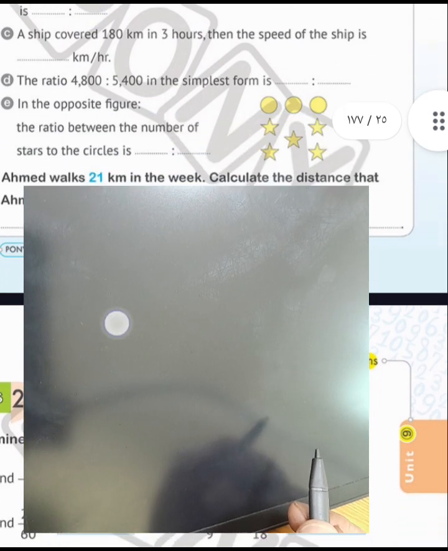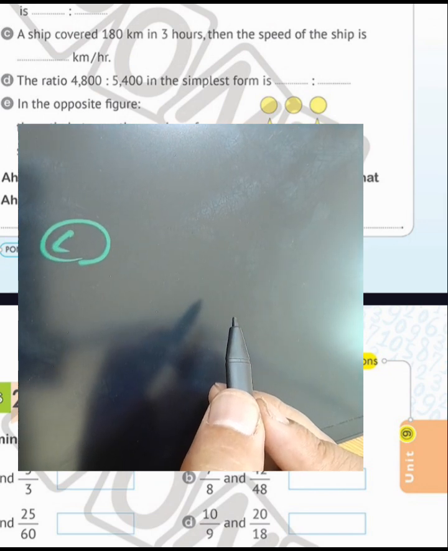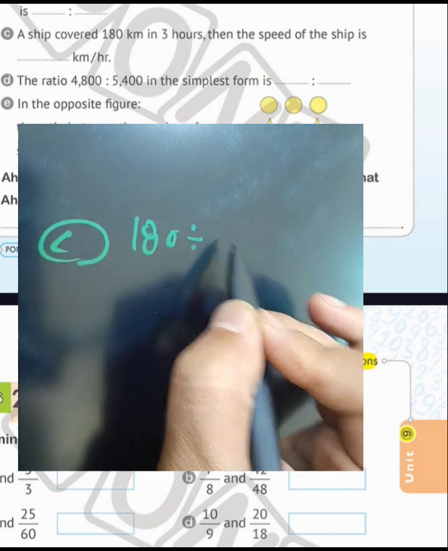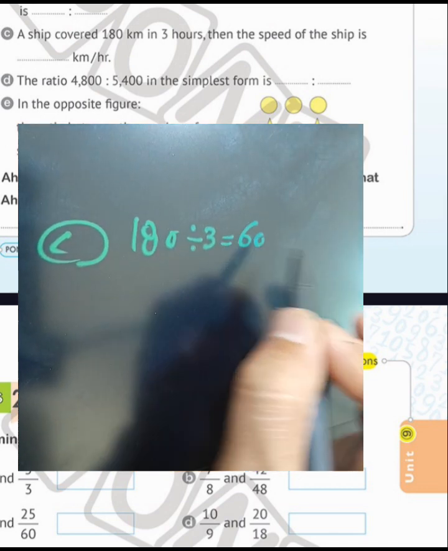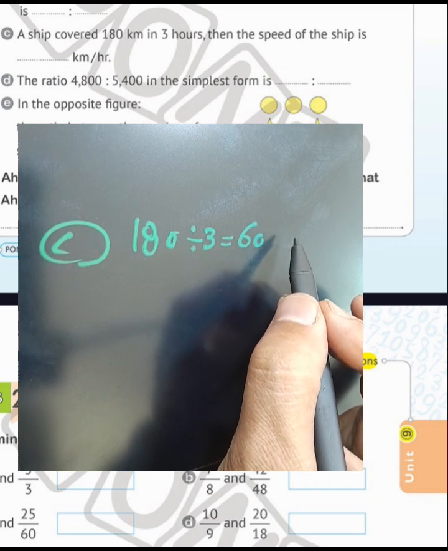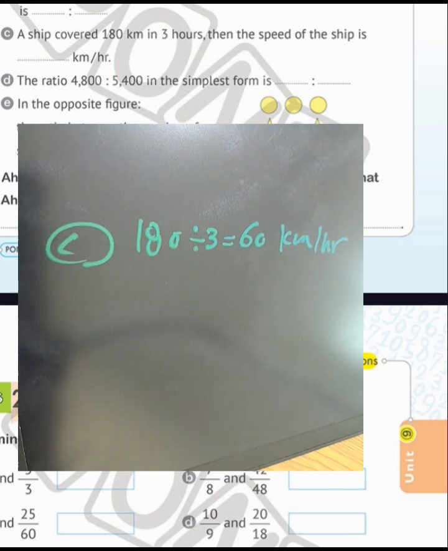Question letter C. A ship covered 180 kilometers in 3 hours. 180 divided by 3 equals 60. Right, here 60 kilometers per hour. Next question. Question letter D.